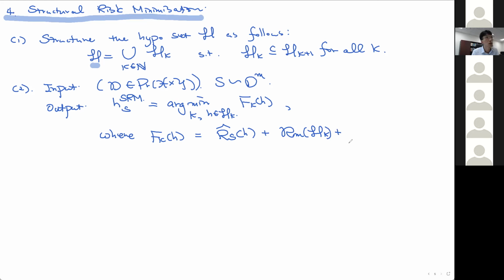plus something that measures the complexity of hypothesis K. So the key idea is that it has these two extra terms that, in a sense, measure the complexity of the hypothesis set.